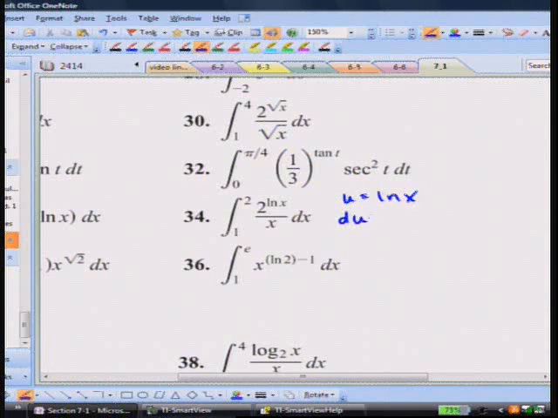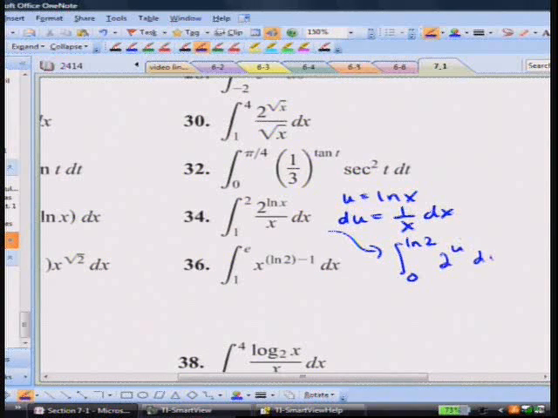Because then what happens here is this is 1 over x dx, which, hello, that's exactly what you wanted, right? Because there it is, 1 over x dx. So this is going to be 2 to the u du. Now, this will go from ln 1 to ln 2. ln 1 is 0, so this will be the integral from 0 to ln 2 of 2 to the u du.